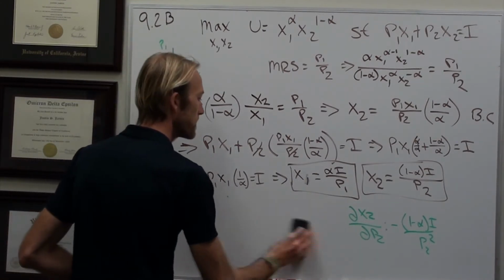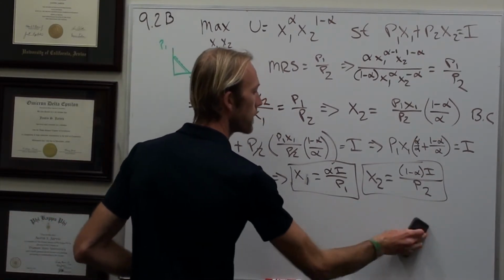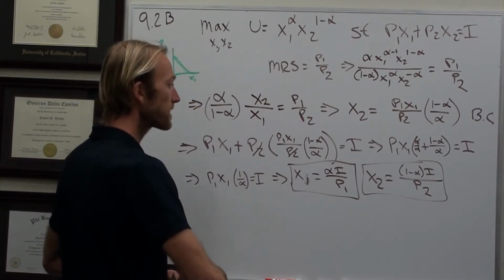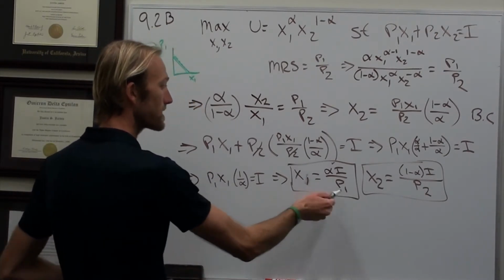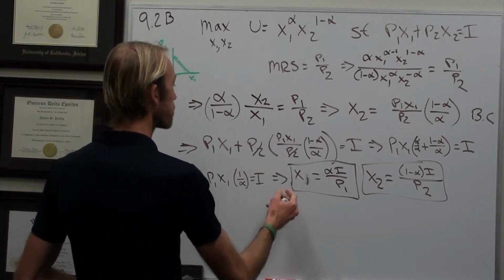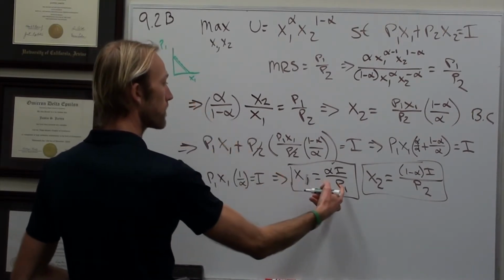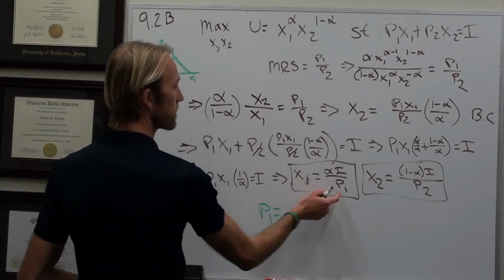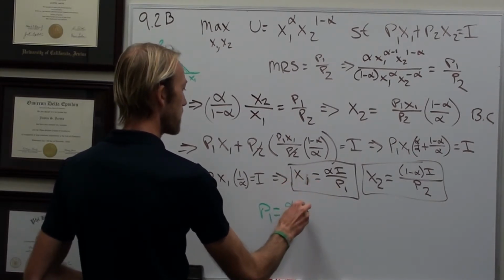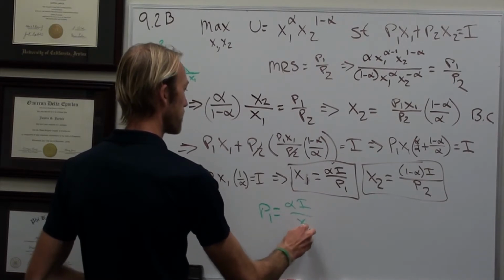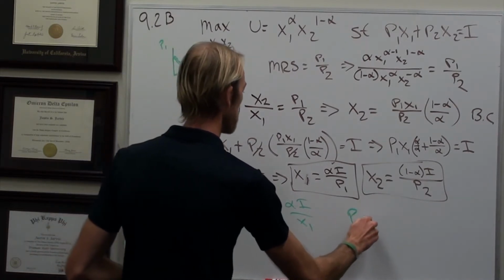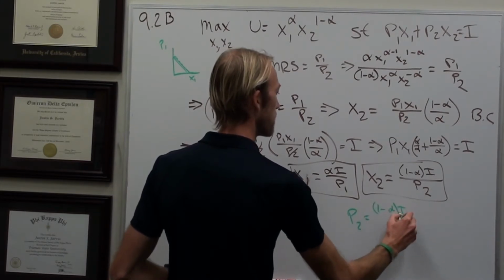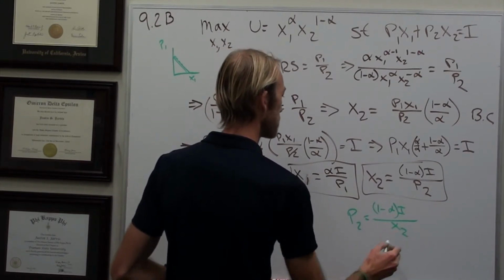The other way to do this might be a little more comfortable for those of you who like to think of things graphically. Let's just invert this to solve for P1. So P1 is equal to, this is easy, I can just flip the locations of x1 and P1: alpha income over x1. P2 is equal to (1 minus alpha) income over x2.